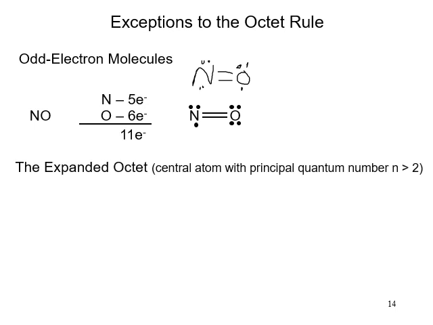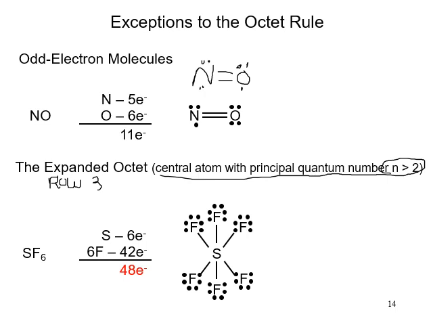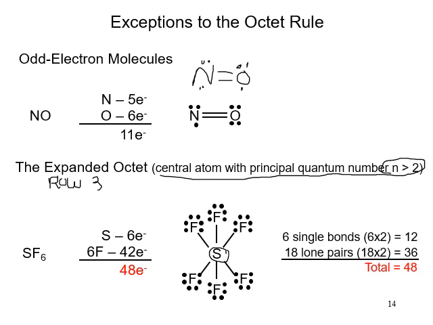Another exception to the octet rule is an expanded octet. Expanded is greater than 8. It has to be with a central atom that has a principal quantum number greater than 2. This means row 3 or below in the periodic table, so I'm going to write row 3 here for you to remember that. SF6, sulfur hexafluoride, is your example that we're going through. Sulfur has 6 electrons. Each fluorine has 7. 7 times 6 is 42, for a total of 48. Sulfur is the least electronegative, so it goes in the middle, surrounded by the 6 fluorines. Again, another exception to the octet rule, and it's expanded.